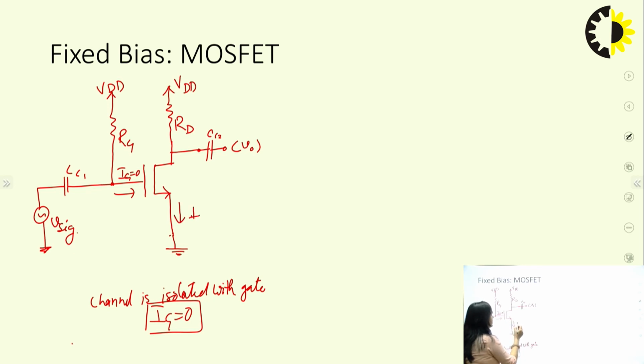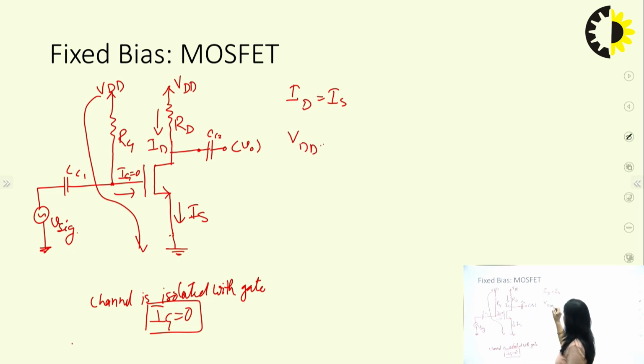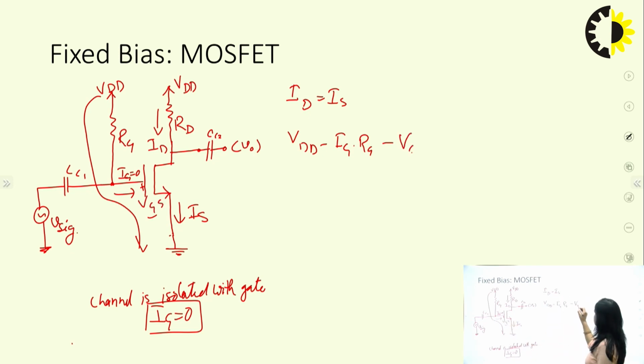This implies that the source current and drain currents are equal. If Ig equals 0, that means Id is equal to Is. You can see this from the diagram. So here again I have to calculate Id. If I apply the KVL in this loop, we can write VDD minus Ig into Rg minus this voltage, which is known as VGS, minus VGS equals 0.